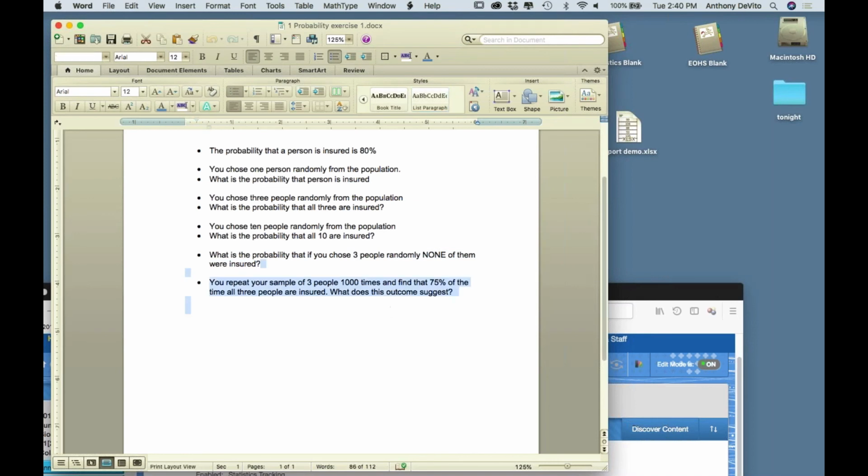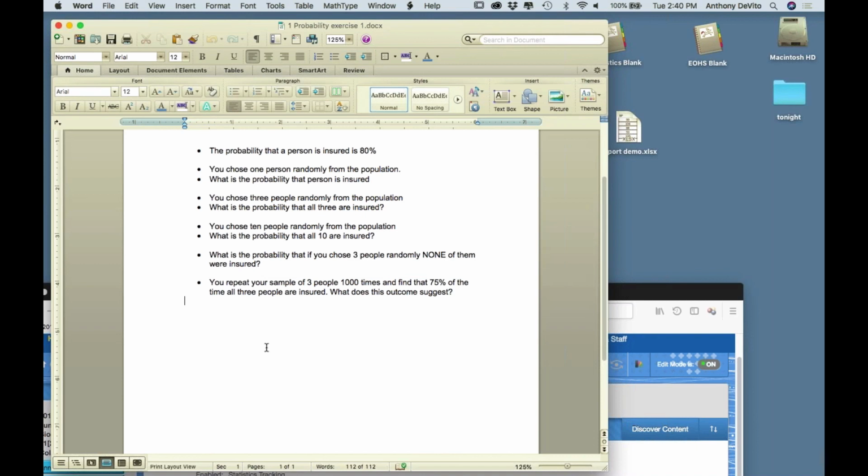Now, what if you repeat your sample of 3 people? Remember, 3 people where 80% of them were insured. What if you take that and you repeat your sample of 3 people 1,000 times, and you find that 75% of the time all 3 are insured? What does it tell you about this? You took it a lot of times. You took 3 people, and you found 75% of the time all 3 people were insured.